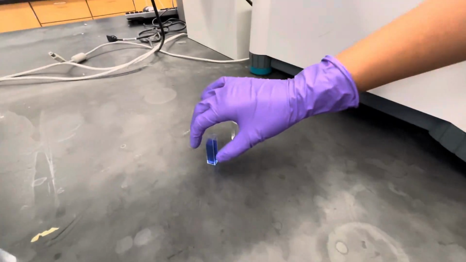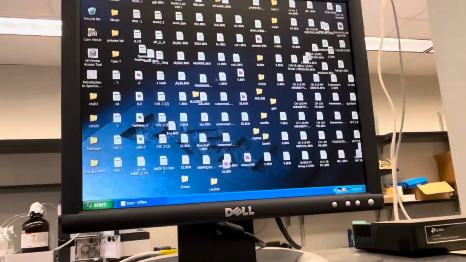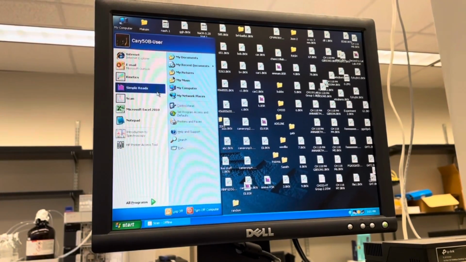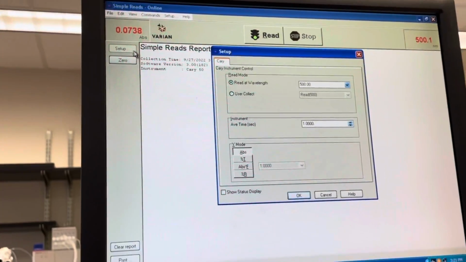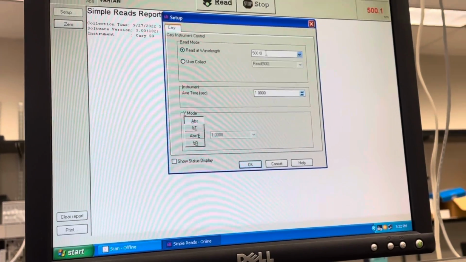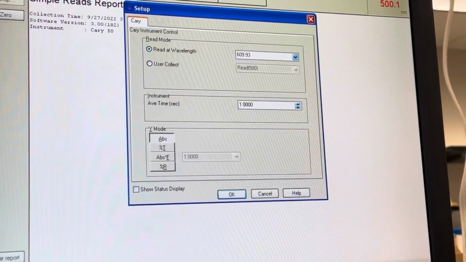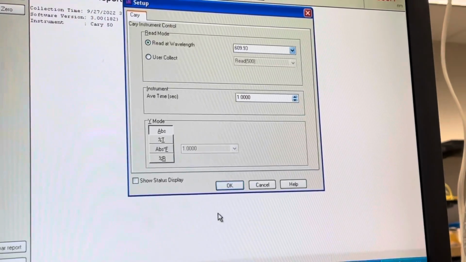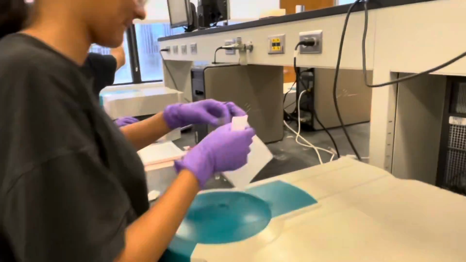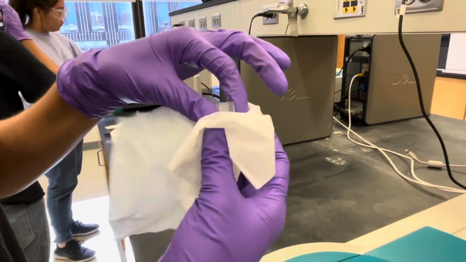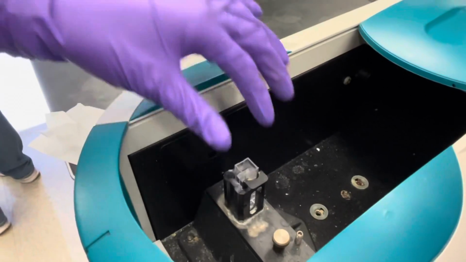We then took out our stock, closed the lid, and switched to the Simple Read software. After opening the software, we went to Setup and inputted our lambda max value, 609.93, into the parameter. Then we got our cuvette with DI water, wiped it, and used it to zero the instrument.